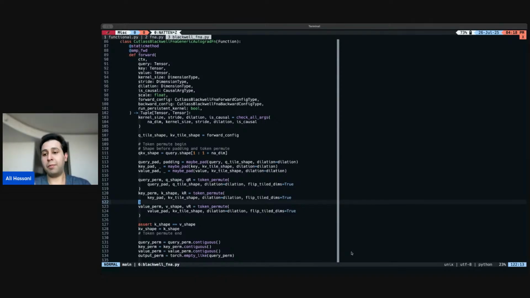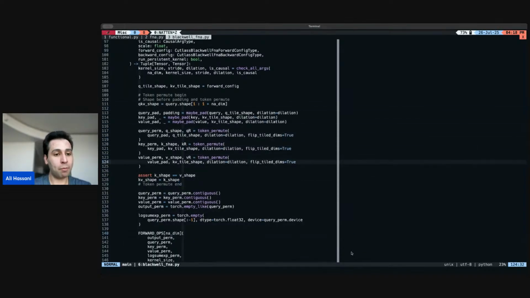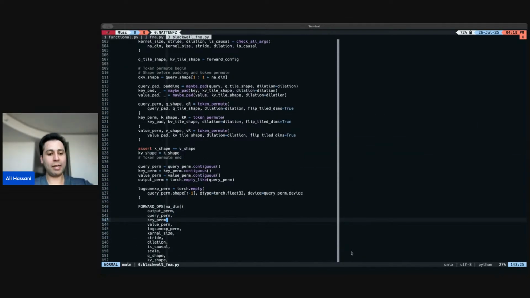But again, if you're curious and you're interested in copy kernels, and you're interested in contributing, this might be one area you can improve. And so anyway, once we perform token permute, we basically have query, key, value, everything, a permuted version of them. And these are all going to be 4D tensors.